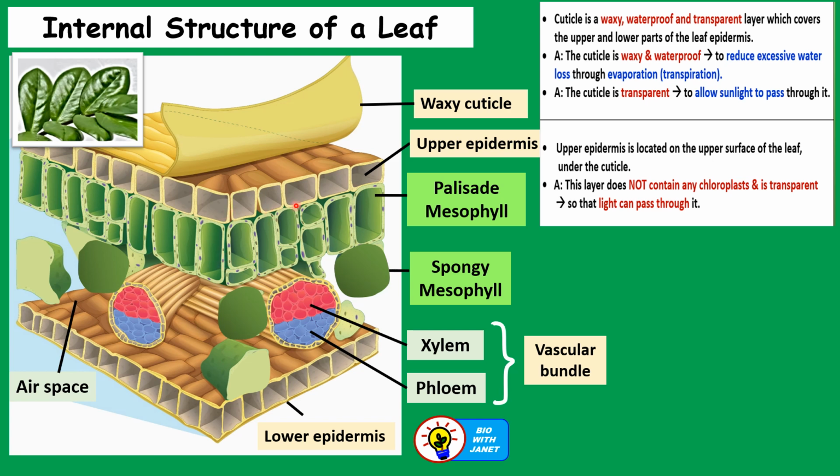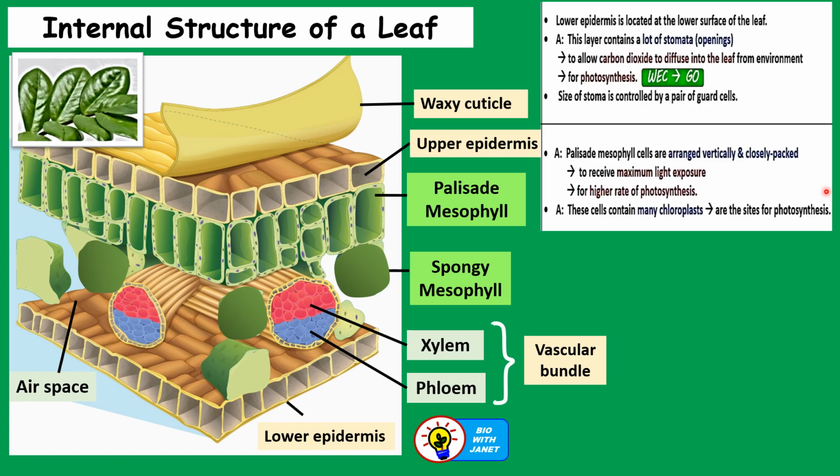Now, secondly, let's go on to the upper epidermis. The upper epidermis is the first layer of cells in the leaf. It's located on the upper surface of the leaf just under the cuticle. It does not contain any chloroplast and is transparent, so that light can pass through it also to the palisade mesophyll cells that carry out photosynthesis. The function of the upper epidermis is to protect the other cells from injury and also from infections by disease-causing microorganisms or pathogens.